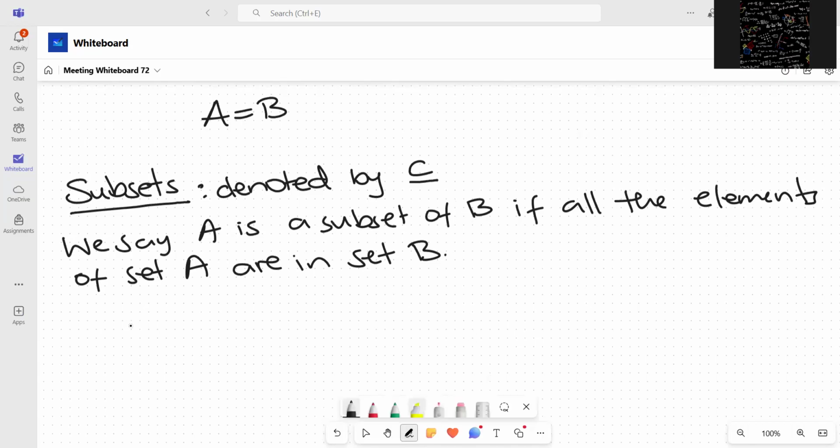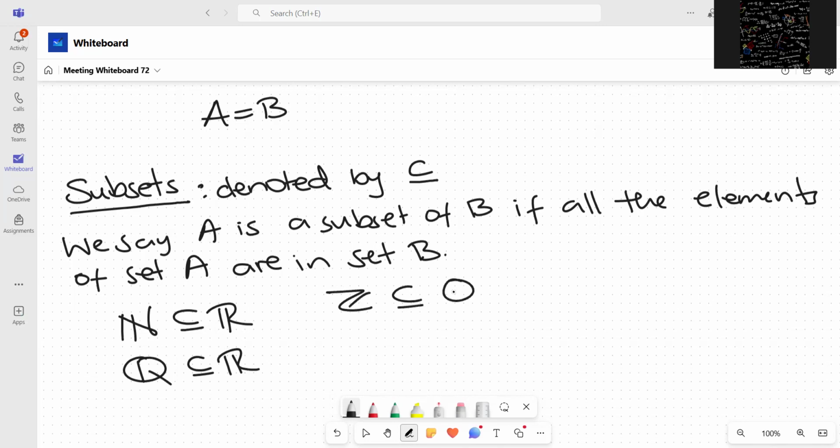So we can see some examples of subsets. The set of natural numbers. This is a subset of the set of real numbers because every natural number is also a real number. So if I pick a natural number, it will also be here. Okay, the set of rational numbers. This is also a subset of the set of real numbers. The set of integers. This is a subset of the set of rational numbers, and there's so many different subsets.